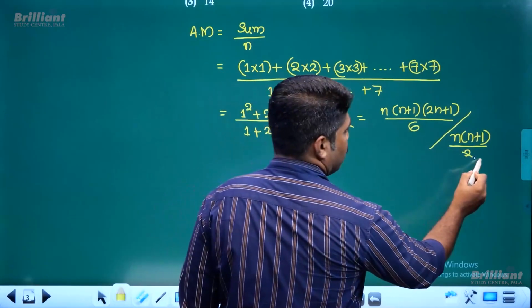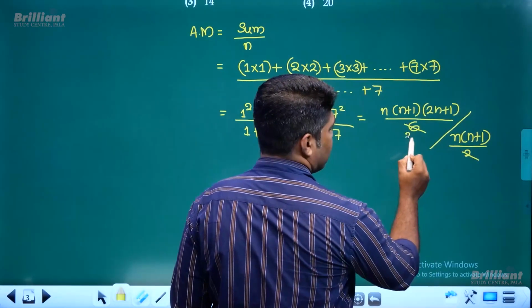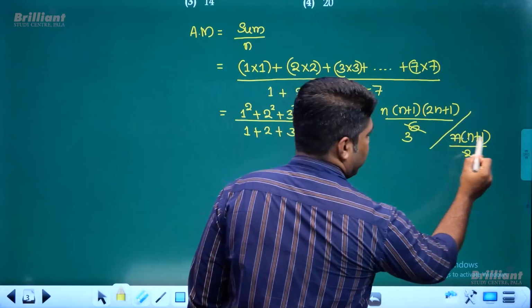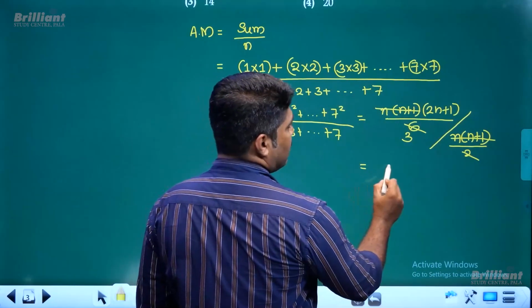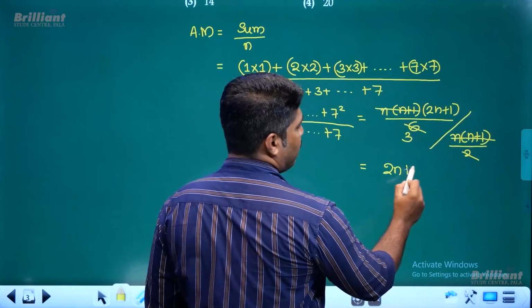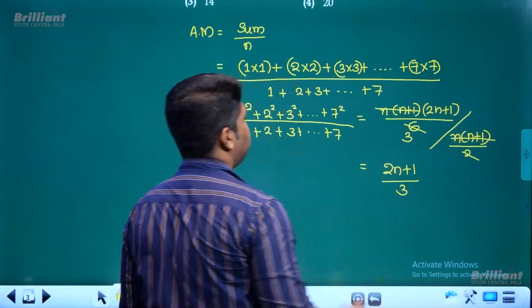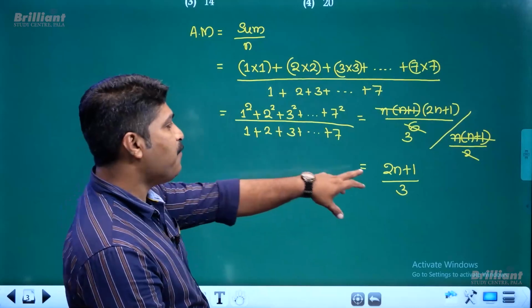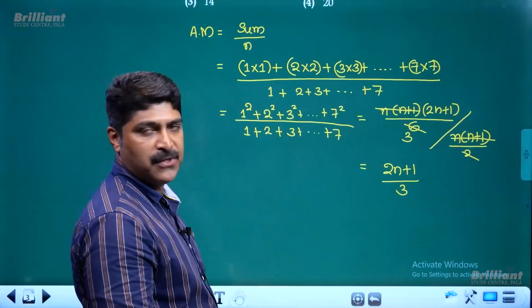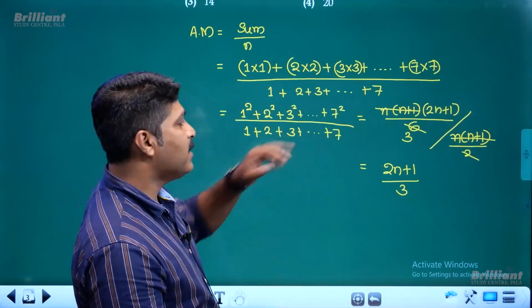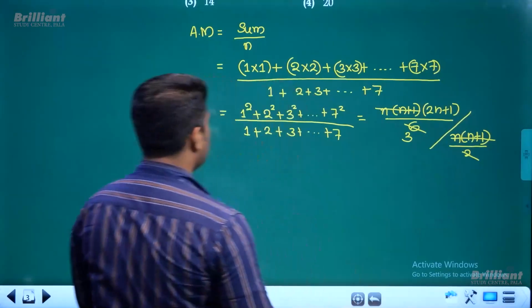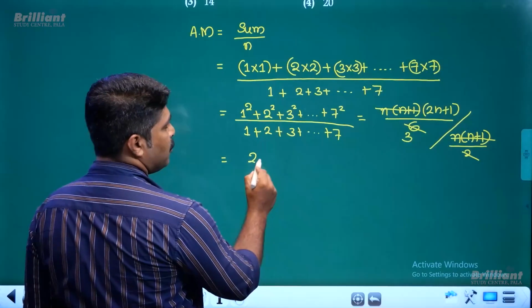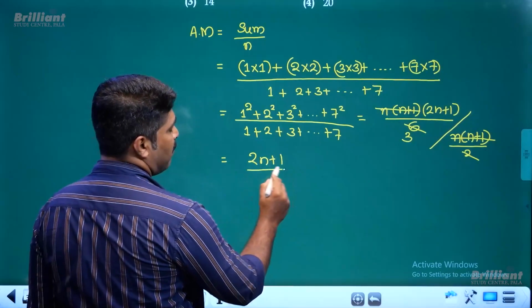So here 2 and 6 we can cancel, that is 3. N into n plus 1 entirely we can cancel. So therefore this is simply 2n plus 1 by 3. So here instead of n, what we have to put in this context? That is nothing but n is equal to 7. So if we put n is equal to 7, this is 2n plus 1 by 3.